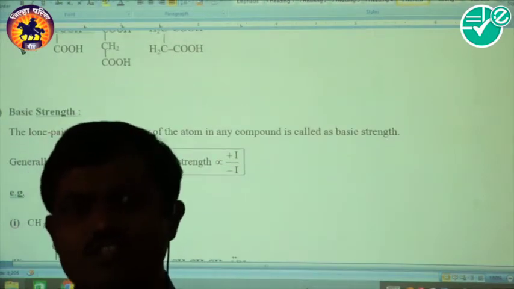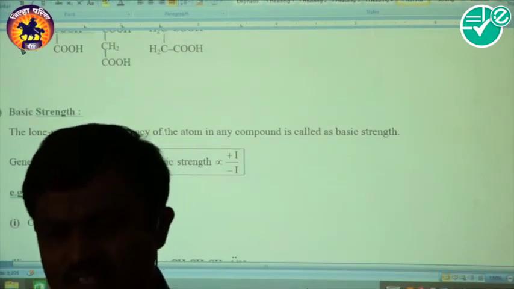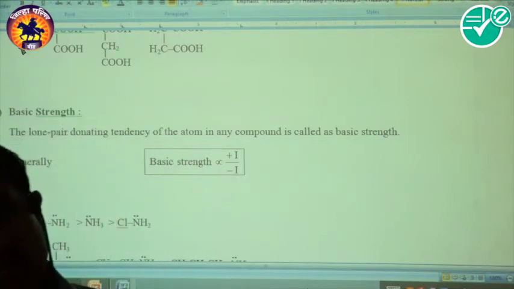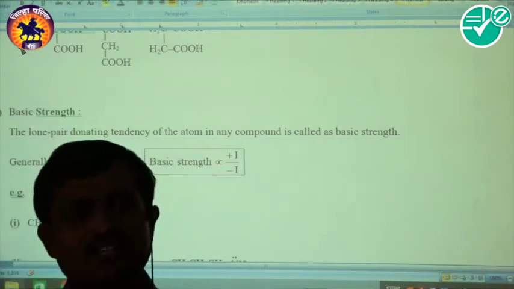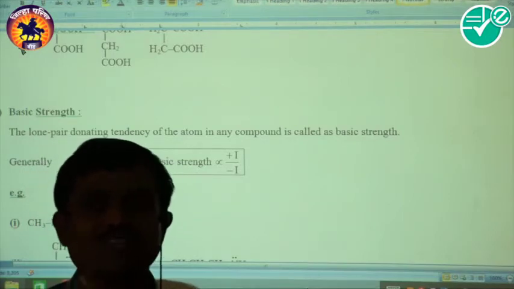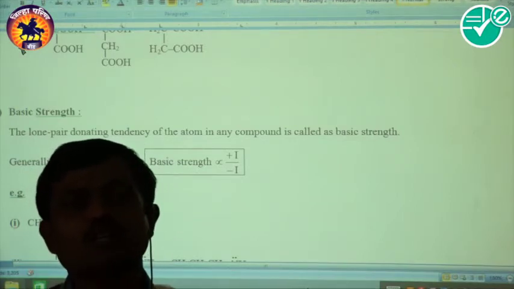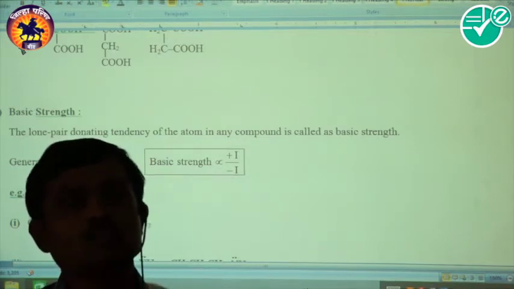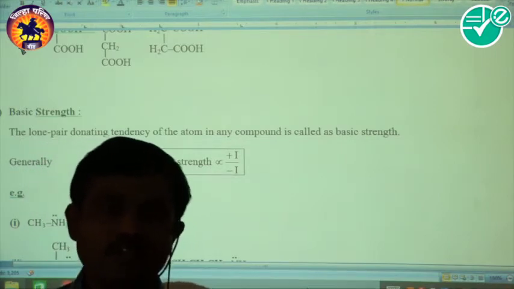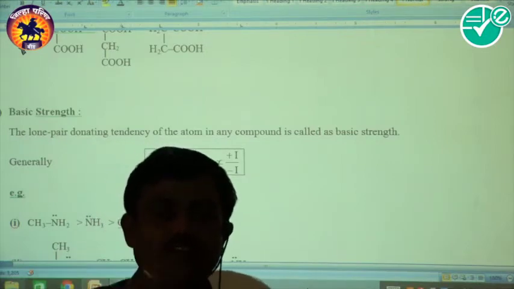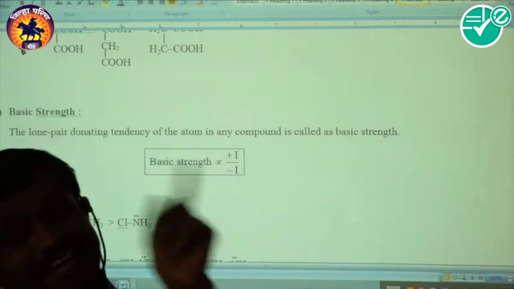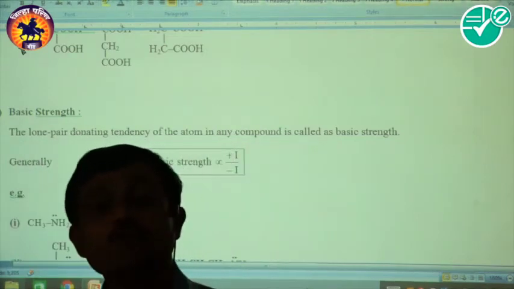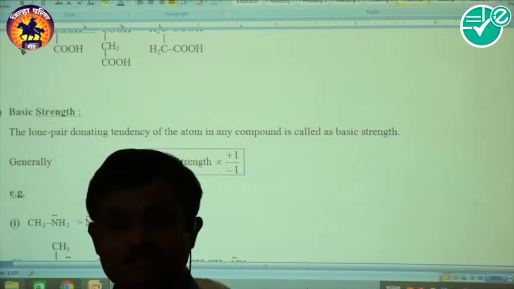Now the basic strength. We just have to consider the vice versa. We know that the acid strength is directly proportional to the negative inductive effect and inversely proportional to the positive inductive effect. Here it is vice versa: the basic strength is directly proportional to the positive inductive effect and inversely proportional to the negative inductive effect.